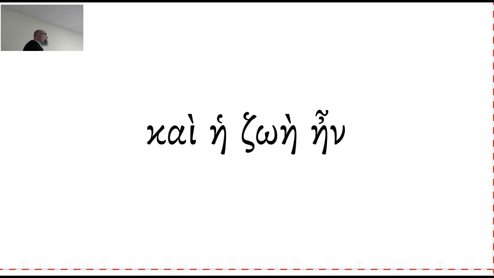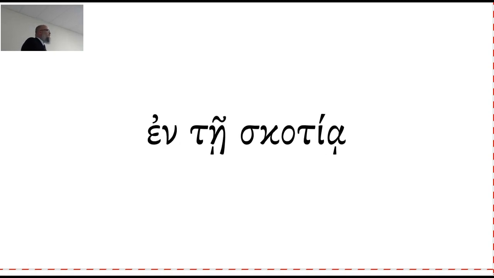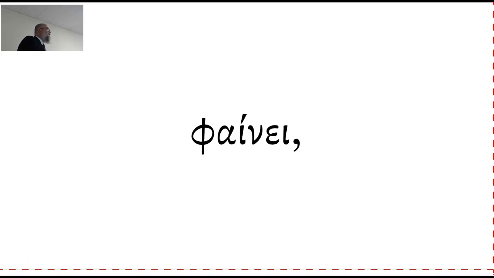How do you spell it? Omega sigma is the phos. Is it masculine, feminine, or neuter? It's neuter. So how would you do a nominative neuter singular definite article? To. To phos ton anthropon. Kai to phos en te skotia phainei. Kai he skotia auto ou katelaben.